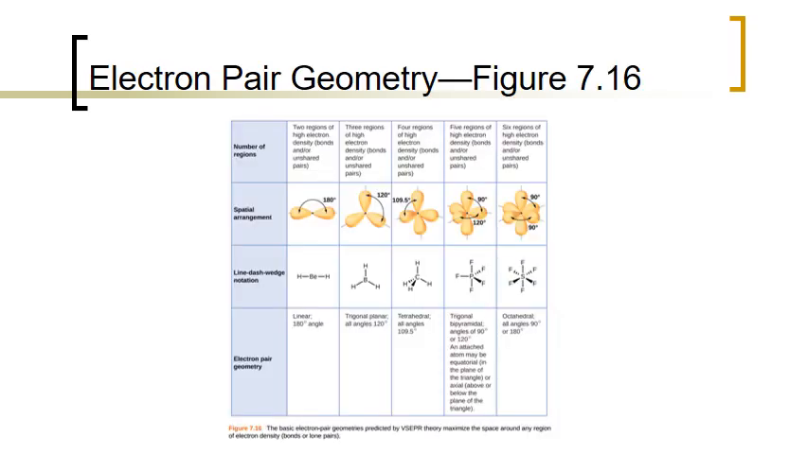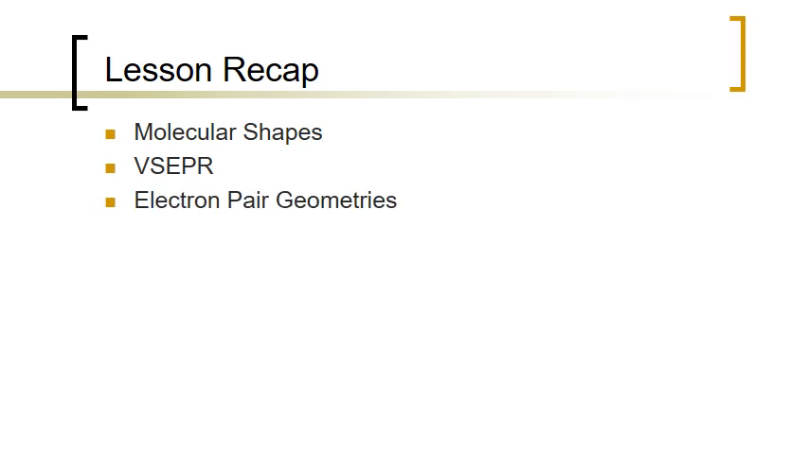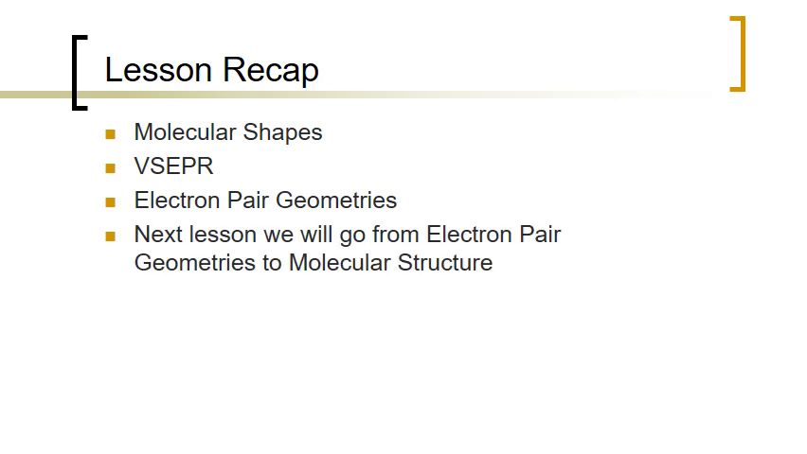So here's table 7.16 from the textbook. It shows all the different arrangements of the number of regions around the central atom, the bond angles, and the name. So we've talked about molecular shapes, VSEPR, why they're important, and electron pair geometries, all the different combinations in our course. Next lesson, we'll go from electron pair geometry to molecular structure.